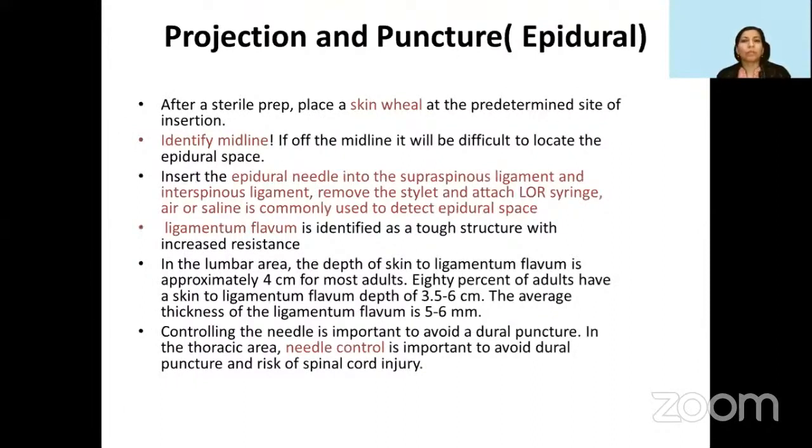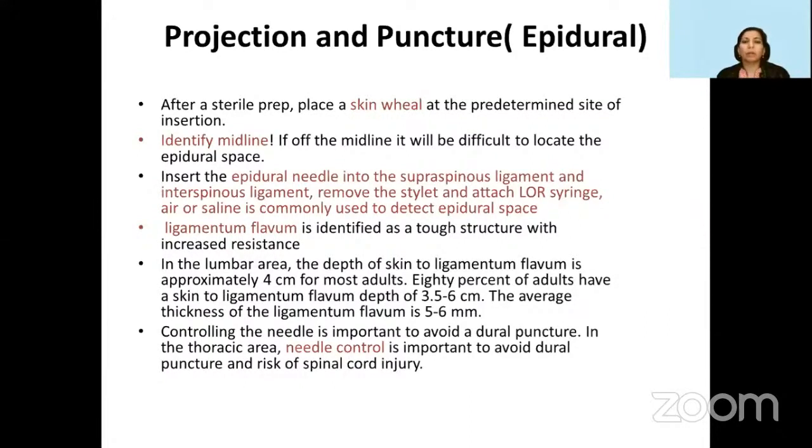So, the projection and puncture in case of epidural block: the first and foremost step is to identify the midline. Insert the epidural needle into the supraspinous ligament and the interspinous ligament, and then remove the stylet and attach the LOR syringe, loss of resistance syringe. Air or saline is commonly used to detect the epidural space. Ligamentum flavum is identified as a tough structure with increased resistance.